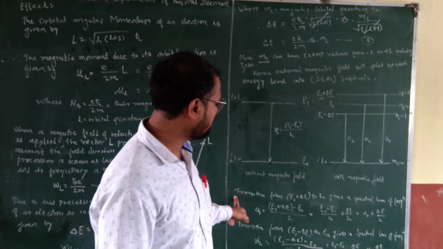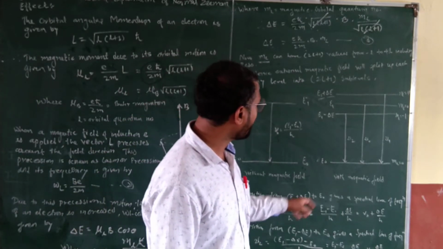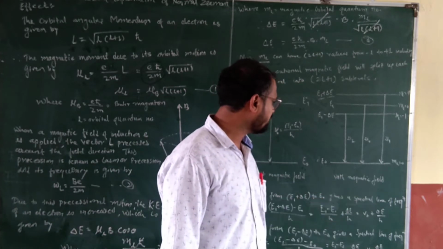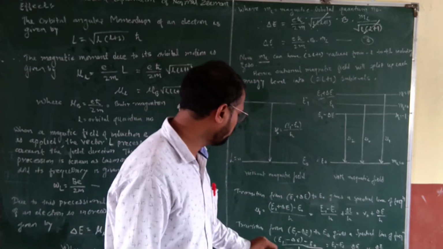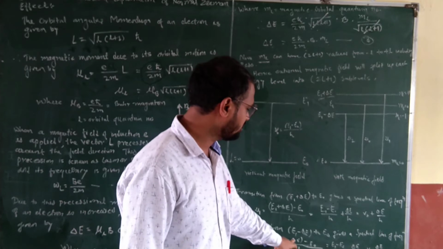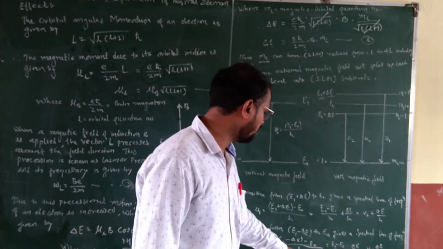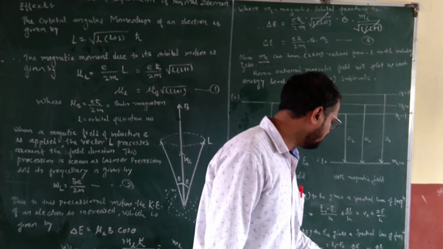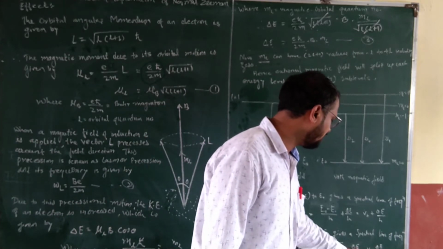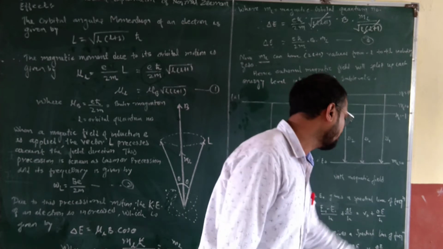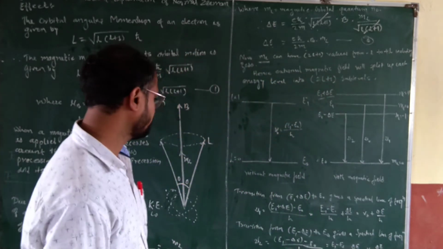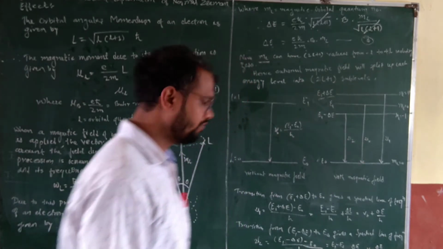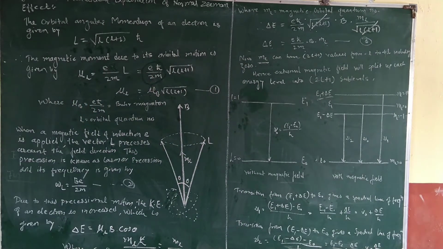Similarly, the transition from E1 minus del E to E naught gives a spectral line of frequency v2 is equal to E1 minus del E minus E naught upon h, is equal to E1 minus E naught upon h minus del E upon h, is equal to v naught minus del E upon h. And v0 equals v0.